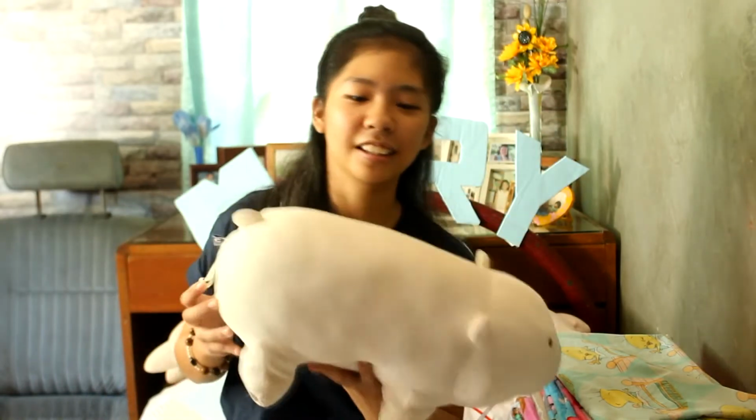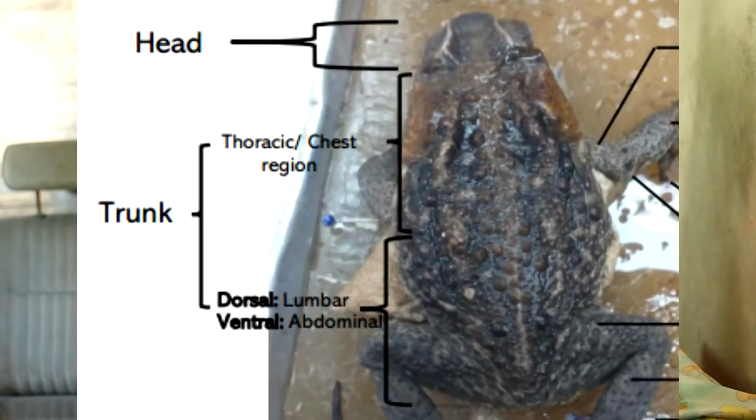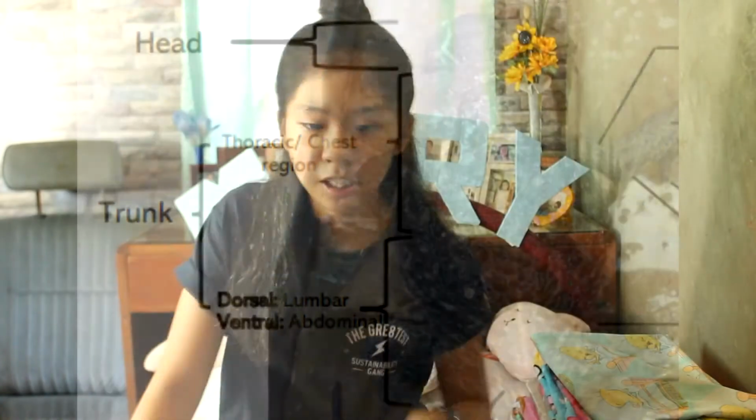So now let's go to the trunk. The trunk has the anterior half and the posterior half. Again, the anterior is the front part, and the posterior is this part. For the anterior half, we have the chest region or the thoracic region, where the poison or parotid glands are located. These parotid glands are not found in frogs.